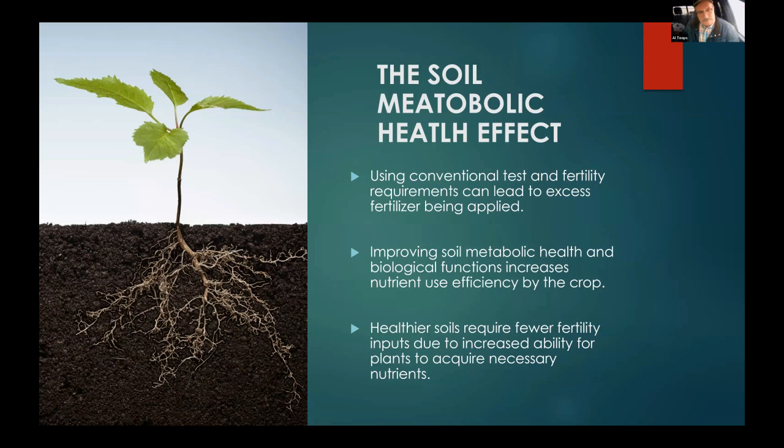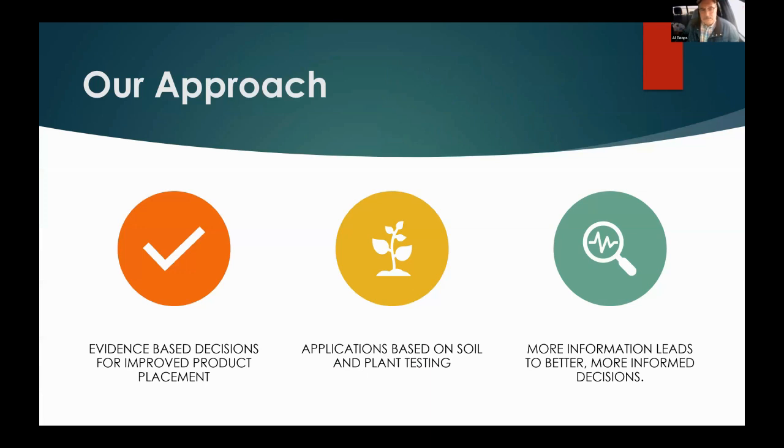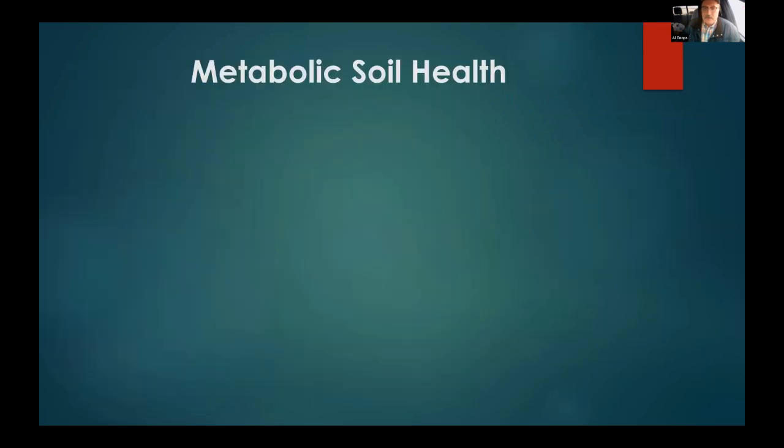So what we've got to do is begin to figure out what we can do to help that soil function better. Our approach at BTI is that we want to make evidence-based decisions. We want to look at applications of inputs based on soil and plant testing. Then we can have better informed information, which leads to better inputs, right? We can better understand how nutrients are picked up by the plant. And so I call it a soil progress report.